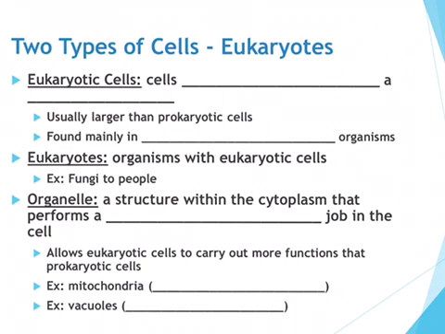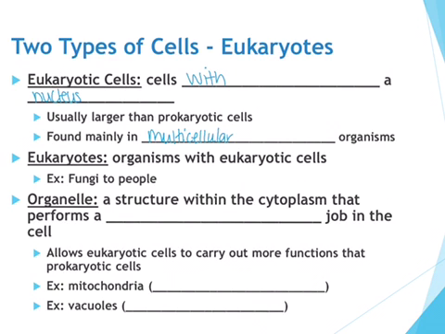Eukaryotic cells are cells with a nucleus. Usually, these cells are larger than prokaryotic cells, and they're mainly found in multicellular organisms. Eukaryotes then are organisms with eukaryotic cells. This can range from fungus to people to plants to animals. There's a wide variety. Eukaryotes also have organelles.